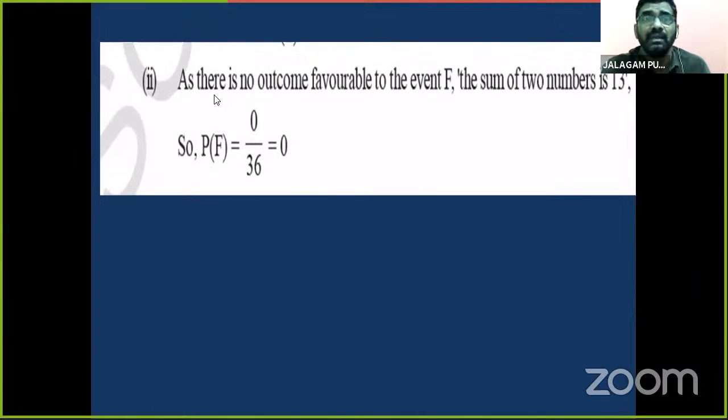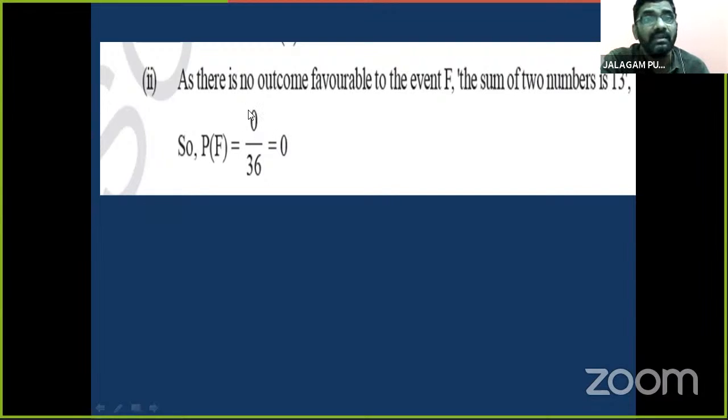Children, here there is no outcome favorable to event F, the sum of the numbers is 13. Here the sum of the numbers was 8, here the sum of the numbers is 13. The lowest is 1 plus 1 is 2, the last is 6 plus 6 is 12. So the sum of any two numbers is not 13. Why? Because 12 is the highest sum. That's why there is no outcome. So P of F is equal to 0.